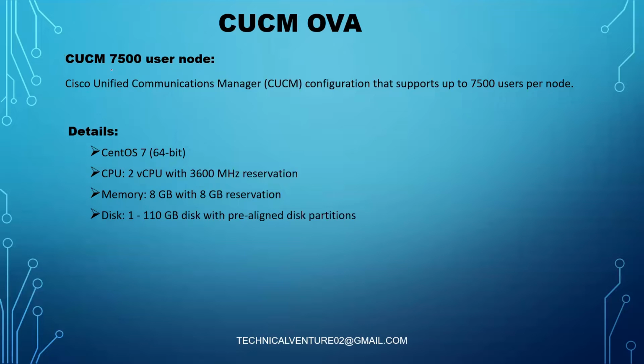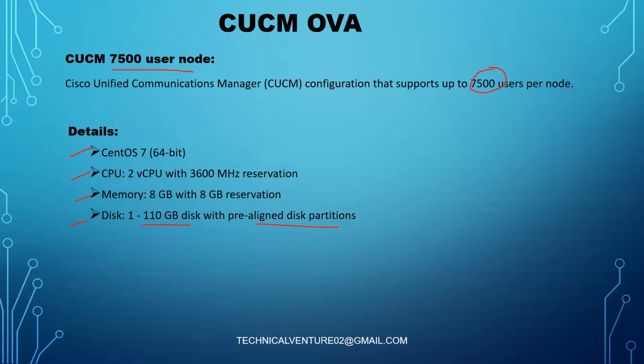Next is the 7500 user node, right? Here you can see details of the operating system. Now it got changed to RHEL. And then CPU, two virtual CPUs required with 3600 megahertz, because this is for a 7500 user node. Now RAM got upgraded to 8 GB, and disk one is 110 GB with pre-aligned disk partitions.